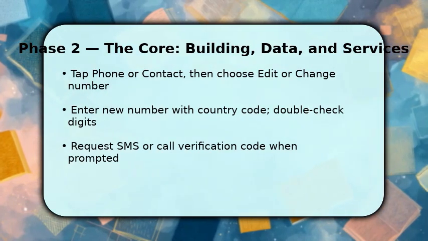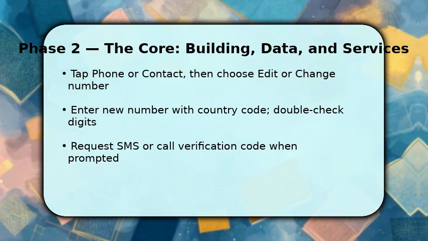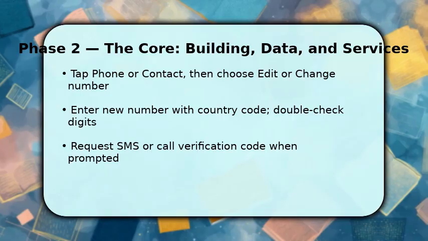Tap Phone or Contact, then select Edit. Enter the new number including the country code. Why include the code? It ensures messages arrive if you travel or use an international carrier.